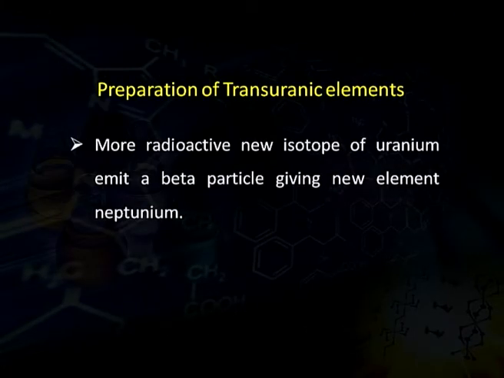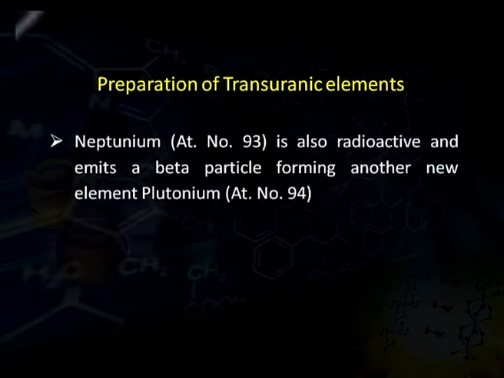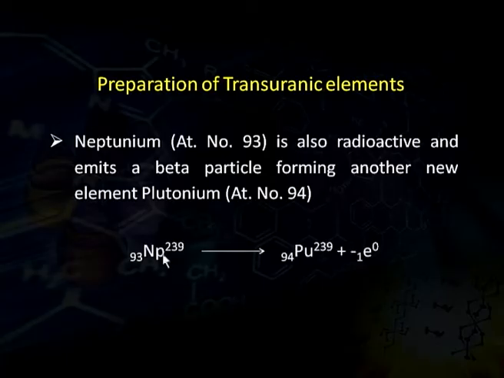More radioactive new isotopes of uranium emit a beta particle, which forms the new element, neptunium. Here the uranium 239 is converted into neptunium, emitting a beta particle. Neptunium of atomic number 93 is radioactive in nature and emits a beta particle, forming another new element, plutonium of atomic number 94. This is neptunium 239, which emits a beta particle and converts into plutonium 239.